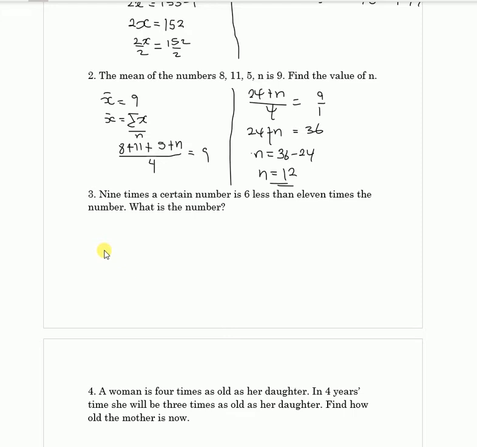Then, 9 times a certain number is 6 less than 11 times the number. So you look at 9 times the number and look at 11 times the number.